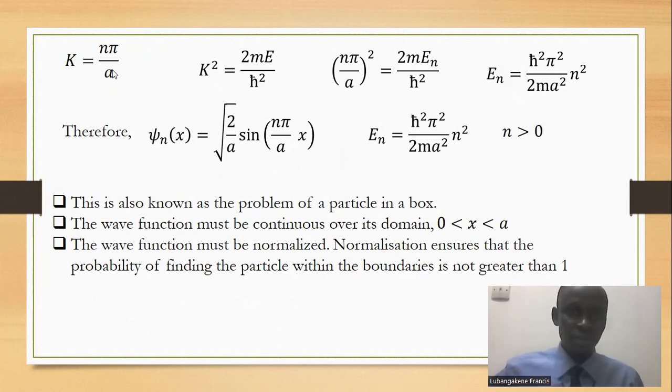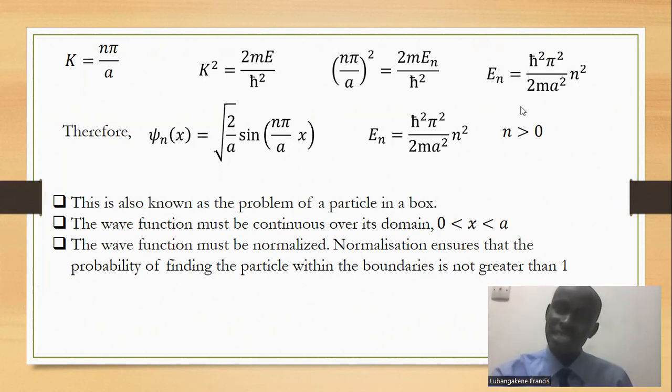If k is equal to nπ over a, then k squared is 2mE over ħ squared. Now, we cited that to be our value of k as a constant. Therefore, when we replace, because we found that k is nπ over a, we shall have the nth energy level given by ħ²π² over 2ma² times n².